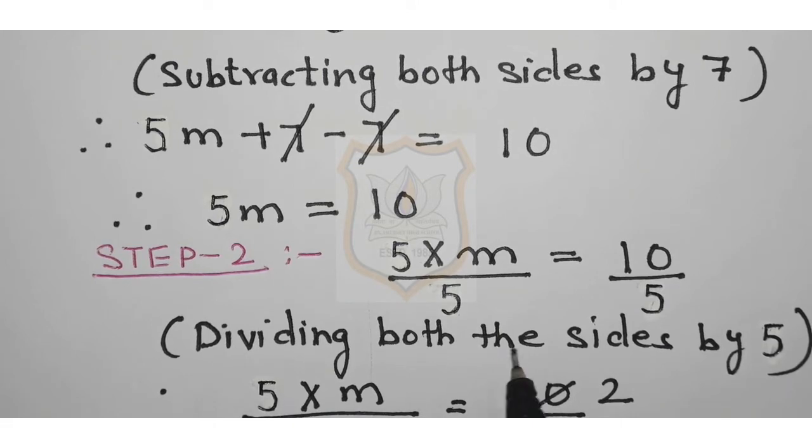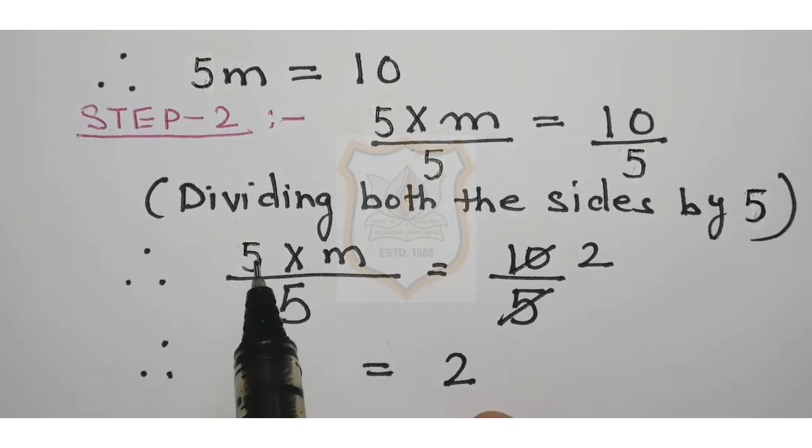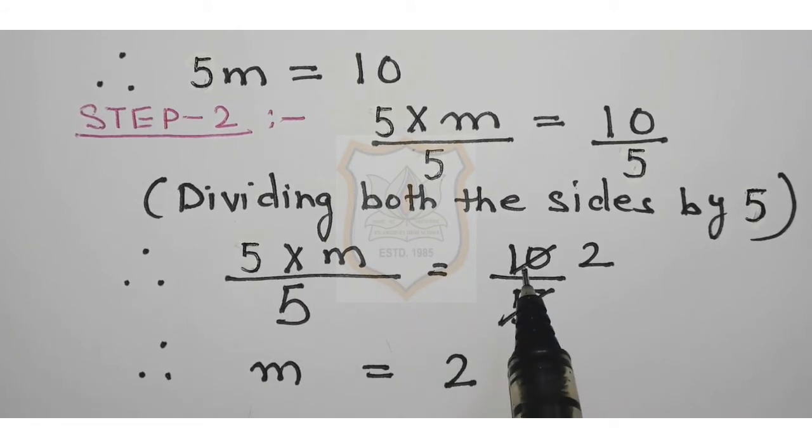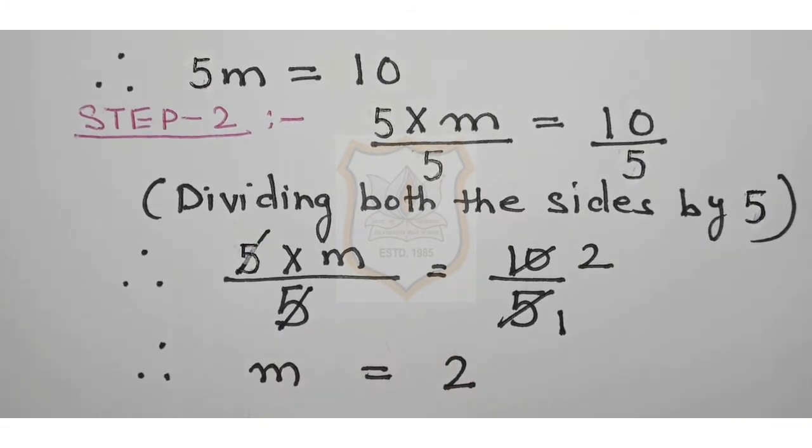Now, dividing both sides by 5. Therefore, 5 into m divided by 5 and 10 is also divided by 5. 5 ones are 5, 5 twos are 10, and the 5s cancel out. Therefore, m is equal to 2. So the value of m is equal to 2. Students, in this way you have to solve these sums in 2 steps.